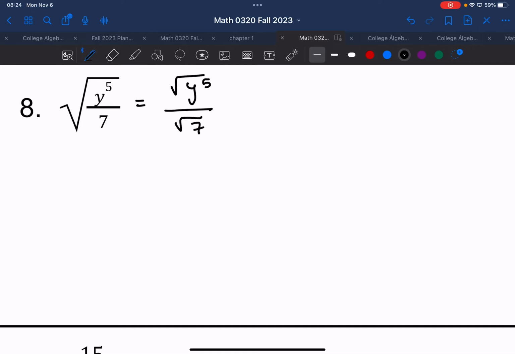In order for them to cancel out, remember the index has to match the power, a 2. So in order to have that 7 squared, we would have to multiply the top and bottom by the square root of, remember we're looking at this, we have the square root of 7 times what gives us the square root of 7 squared, because these will cancel. Square root of 7. So I'm going to multiply the top and the bottom by the square root of 7.